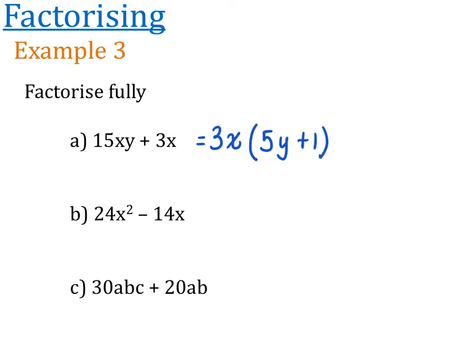7, 14. That's good. 21, 28. Okay, that's not going to work. I think we can just take out 2. So 2 is common to both of them. Also, the letter x is common to both of them.